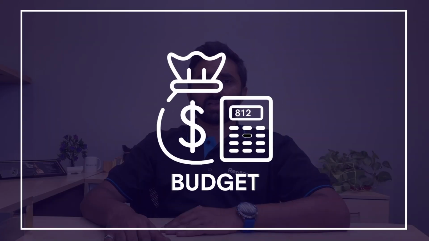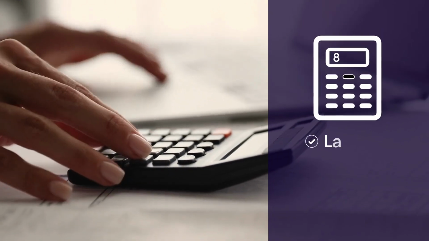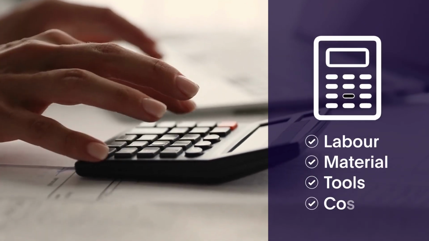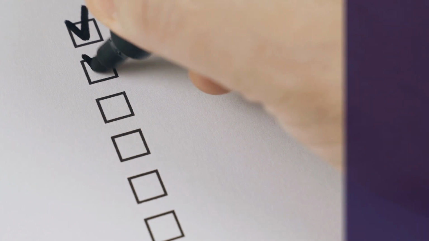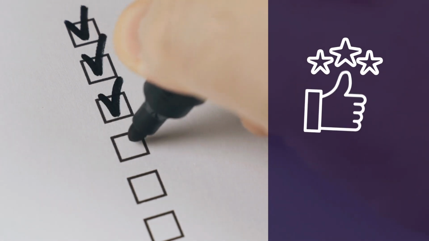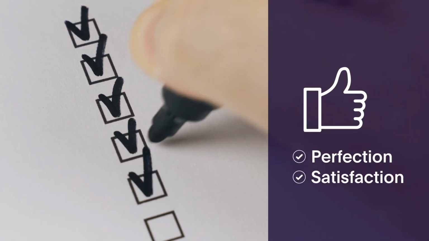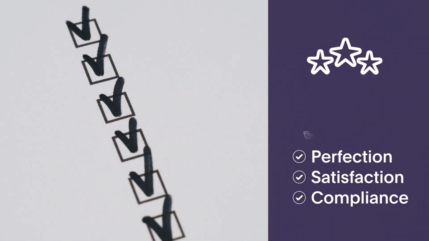Another important metric to set is the budget. This includes all the costs of the project, such as labor, materials, tools, and any other costs. Now comes the requirements for quality. These are the requirements for the project to be considered a success. This could include things like the number of mistakes, how happy customers are, or how well the company follows the rules.